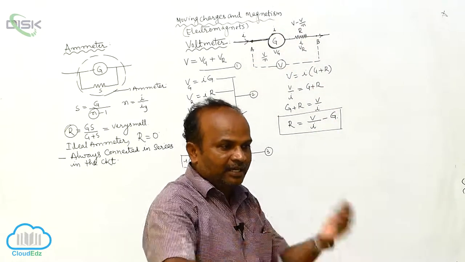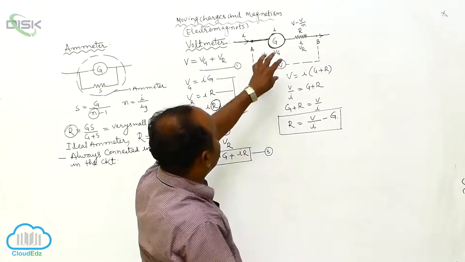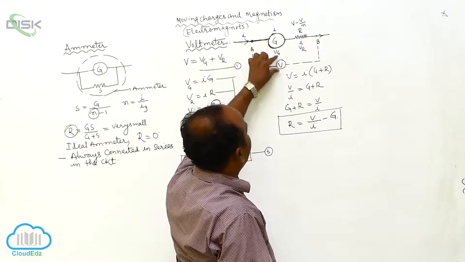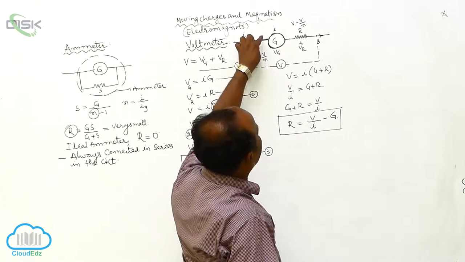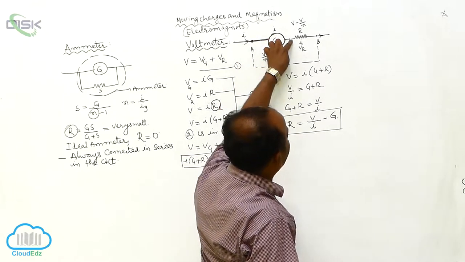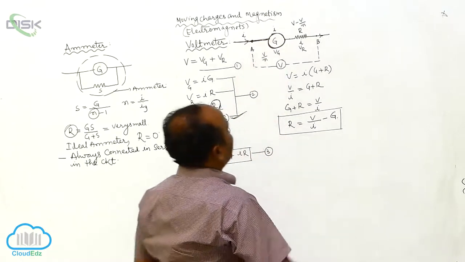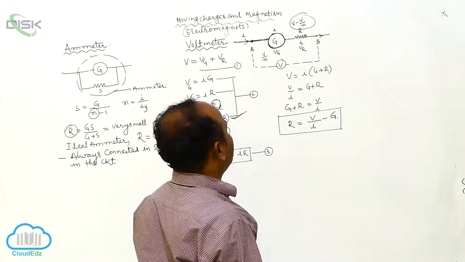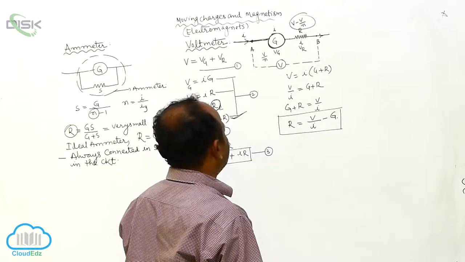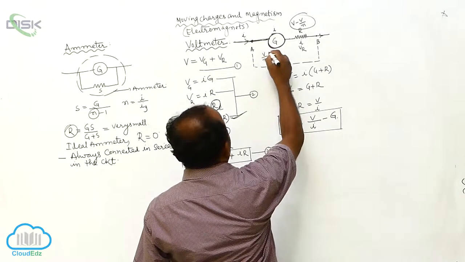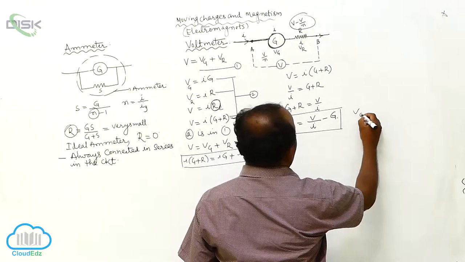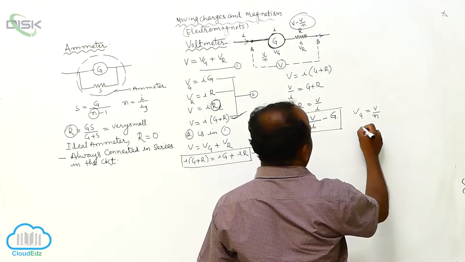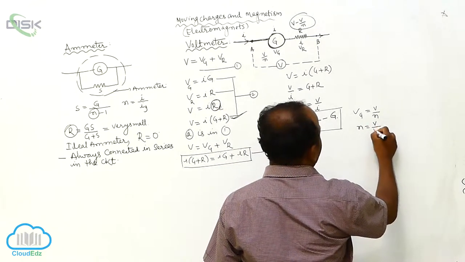In order to calculate the range of the voltmeter, out of the total potential difference, the nth part of the total potential difference is distributed across the galvanometer. The remaining potential, V minus V by N, is distributed across the resistance. Now, what is Vg? Vg is equal to V by N. Now, N is equal to V by Vg.